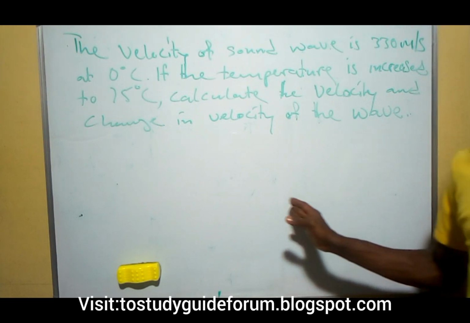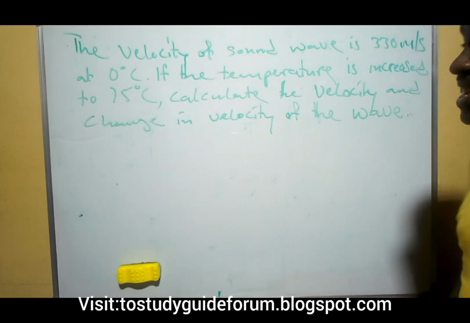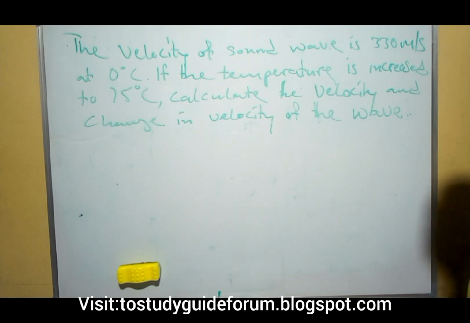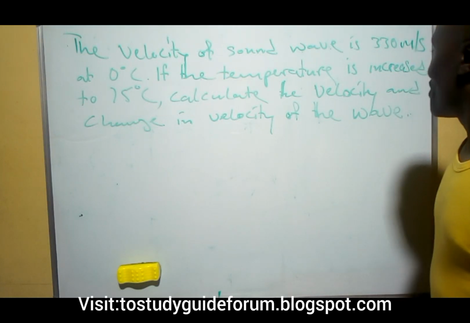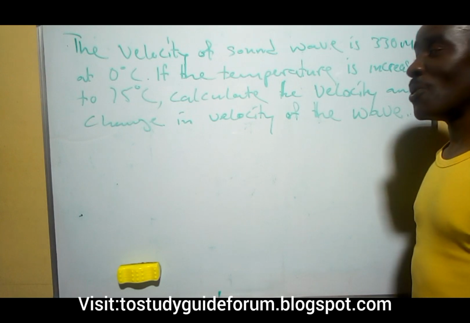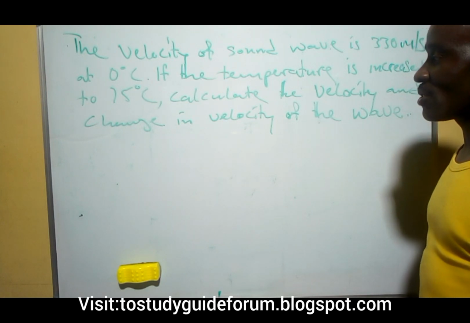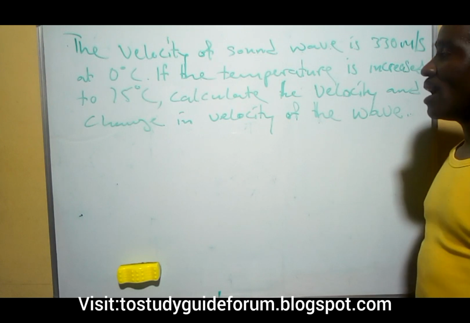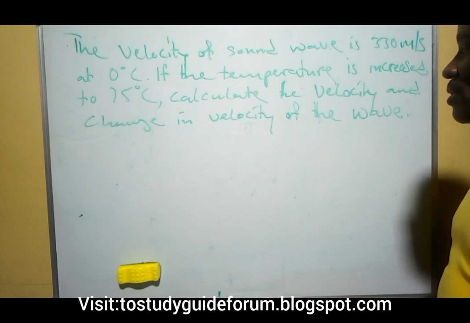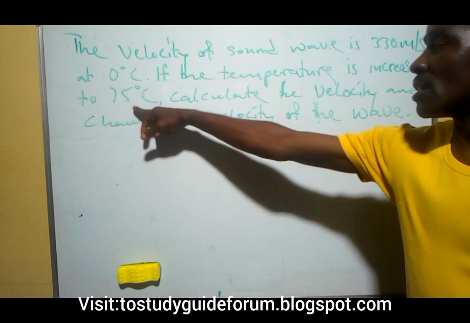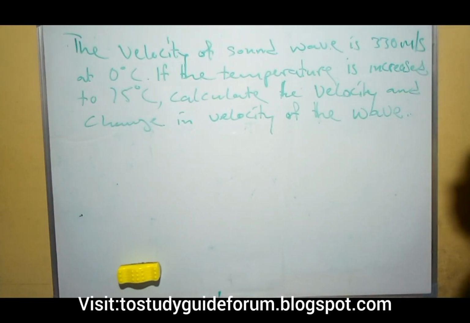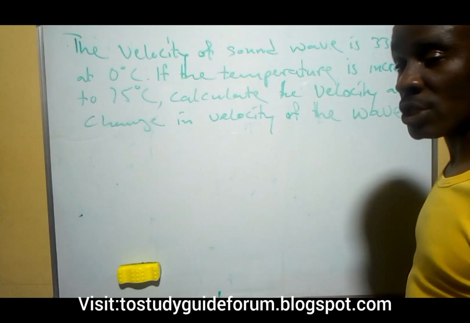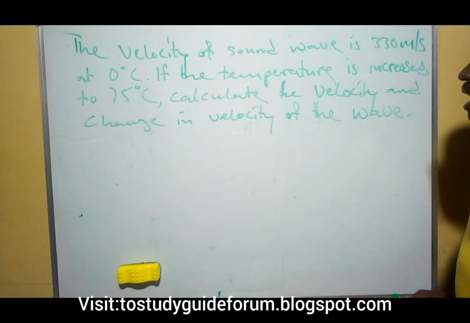And here we have a question we need to look at. The question says that the velocity of sound wave is 330 meter per second at 0 degrees Celsius. And if the temperature is increased to 75 degrees Celsius, calculate the velocity and the change in velocity of the wave. Now, there's a change in temperature, which means we're going to find what the velocity is likely to look like at this temperature.